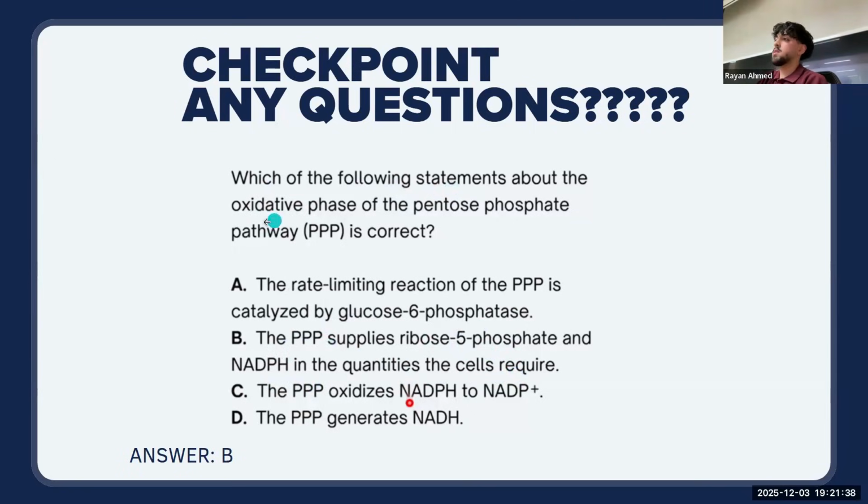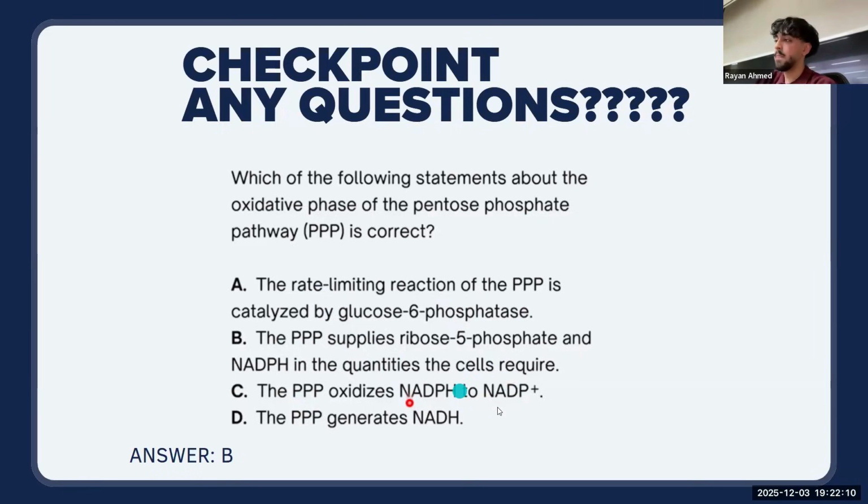Which of the following statements about the oxidative phase of the pentose phosphate pathway is correct? The rate-limiting enzyme reaction of the PPP is not phosphatase. It's glucose 6-phosphate dehydrogenase, G6PD. The PPP supplies ribose 5-phosphate and NADPH in the quantity that cells require. It's quite straightforward. That is the correct answer. C is incorrect. No, we make NADPH, we don't make NAD plus. And D is also incorrect because we generate NADPH, not NADH.